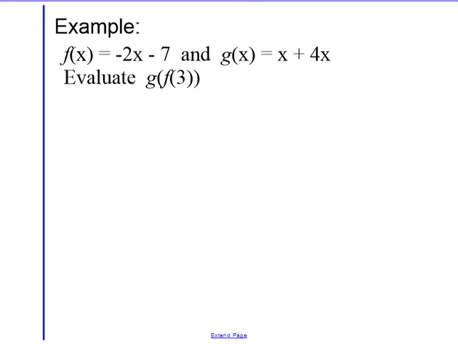Here's an example of this happening. We're given two functions. The functions' names are f and g. F's function is equal to negative 2x minus 7. G's function is equal to x plus 4x. So my instructions here, and you have to read them carefully, is g of f of 3. We must work out the f of 3 first, so then we can work out the g function. Again, work from the inside out. So let's work out our f of 3 first.